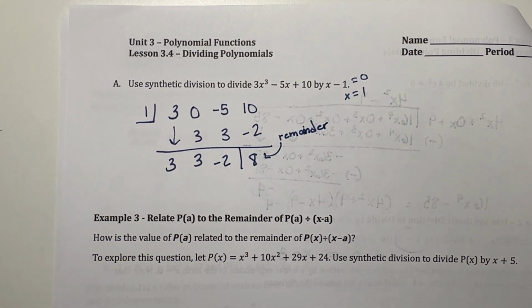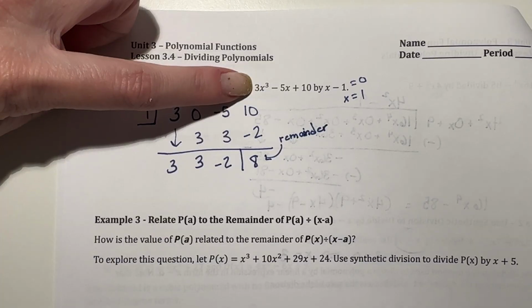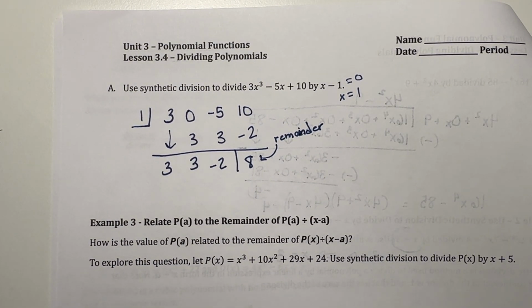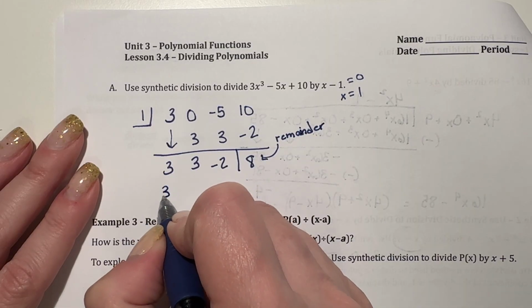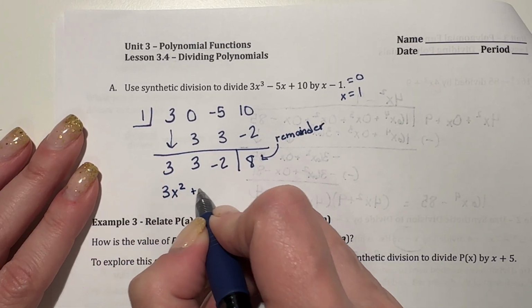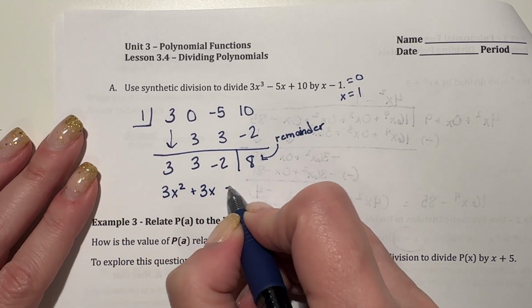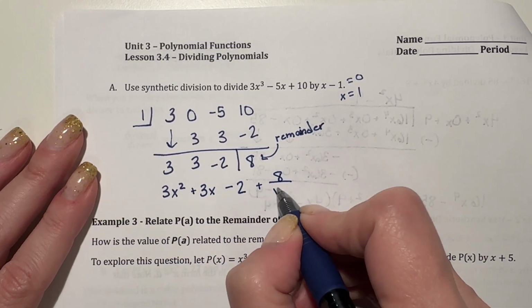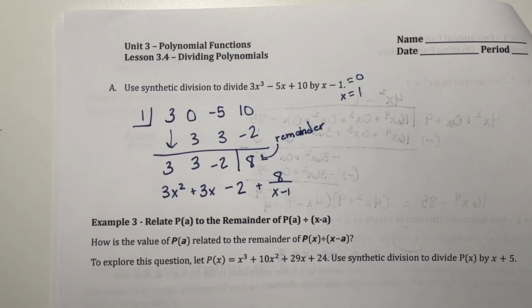So let's write our answer. So remember, you're going to start 1 degree lower than what you started with last time because you divided out a degree. So this will be 3x squared plus 3x minus 2 plus 8 over x minus 1. Yeah, that's it.